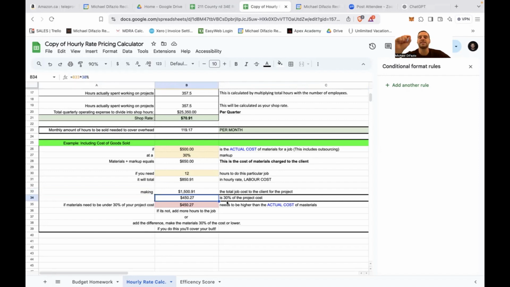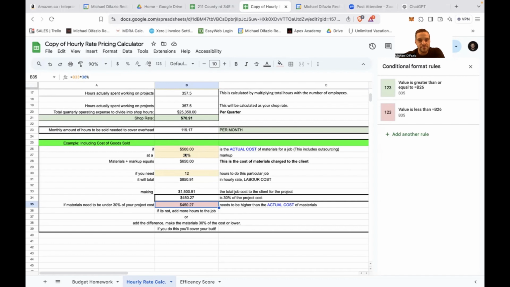$450.27 is 30% of the project cost. If materials need to be under 30% of your project cost, $450.27 needs to be higher than the actual cost of materials, which is this. So right now, 30% is lower than the actual cost of materials. We want to make sure that it is not happening. Okay. So if it's not, add more hours to the job or add the difference and make the materials 30% of the cost or lower. If you do this, you'll cover your butt. You always want to be covering your butt.